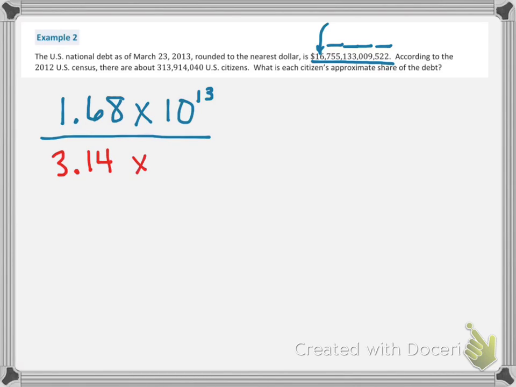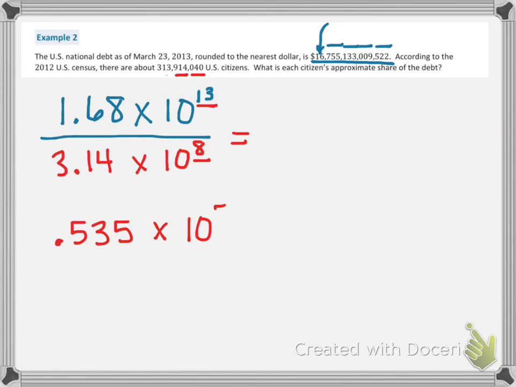3.14 times, if I round it, 1 times 10 to the, and let's see, I've got 3, 6, 8. So that's 10 to the 8th, and then I just divide. So when I divide, I get 0.535 times 10 to the, well, we're dividing, so we subtract the exponents. 13 minus 8 is 5.